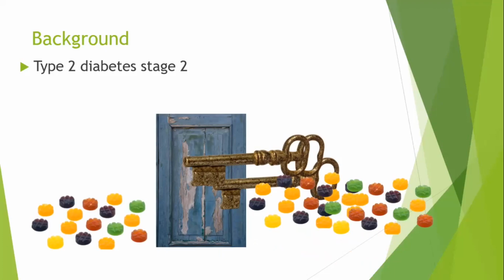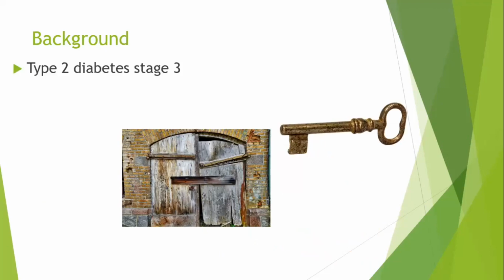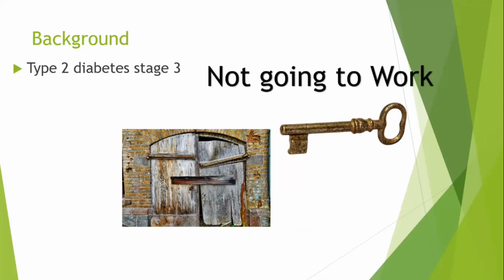If you look at stage 3 diabetes with type 2, nothing's going to open that door. That's the point I'm trying to illustrate. There's no key in the world that will open said door. So what you will have is this happen.